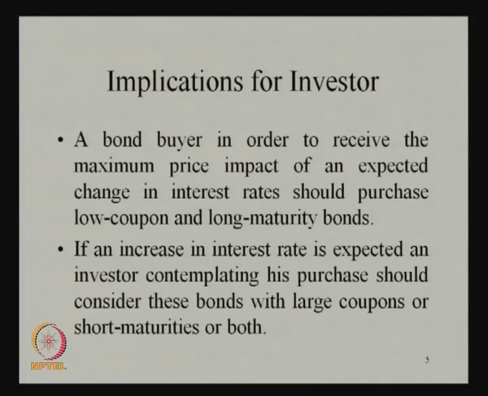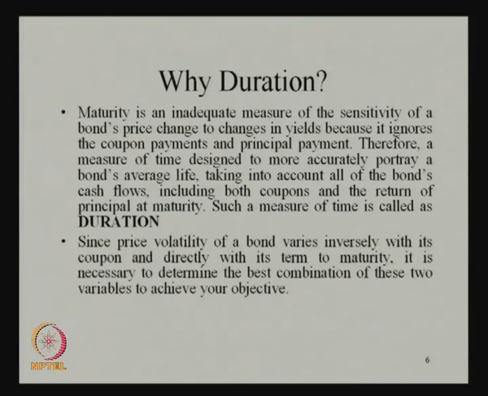A bond buyer, in order to receive the maximum price impact of an unexpected change in interest rates, should purchase low coupon and long maturity bonds, because these are highly sensitive towards interest rate changes. If an increase in interest rate is expected, an investor contemplating a purchase should consider bonds with large coupons or short maturity or both. That means these are the different implications through which the investor can use their anticipation or expectations to take decisions in the market.